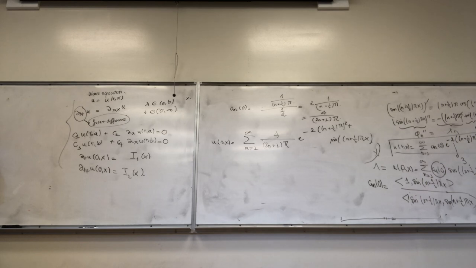Right, so the first difference is that for the wave equation, you have a second derivative in time, while for the heat equation, you have only the first derivative in time of t. And that's still another difference. What is it?